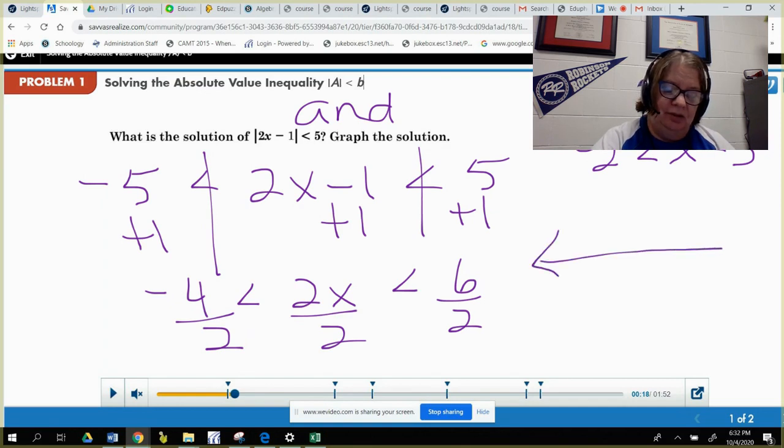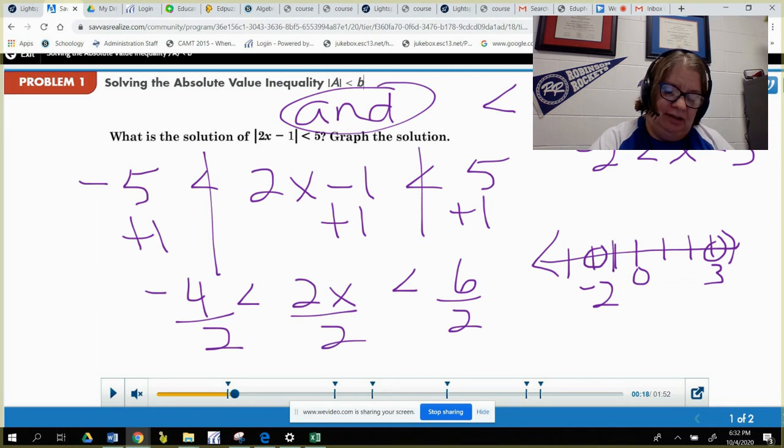When I graph this solution, it's not just those numbers, but everything in between those two numbers. So here's 0, 1, 2, 3, -1, -2, -3. Open circle because of no line under the symbol. It's an and problem because the symbol is less than, so I would shade between. Okay?